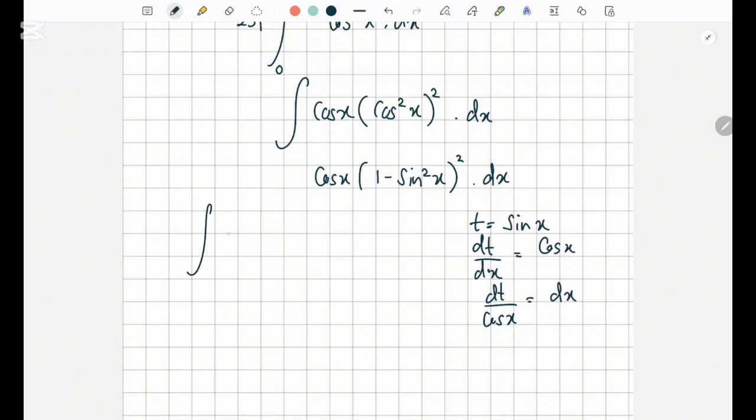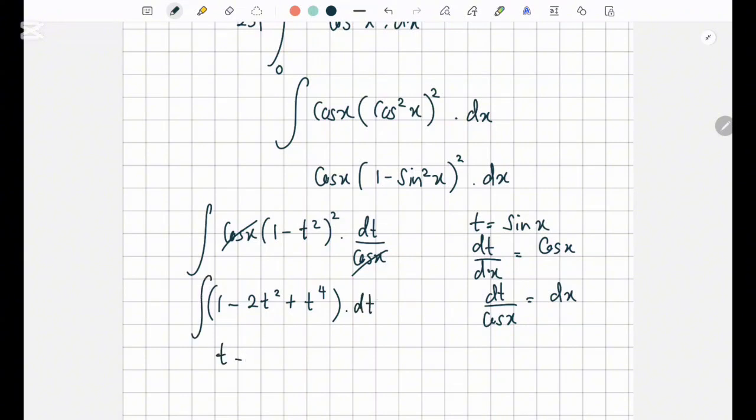You go back into your integral, so it's cos x into 1 minus, instead of sine squared x, I'm going to write t squared to the power 2, and instead of dx, I'm going to write dt over cos x. You can see these two cancel off, and the integration of 1 minus t squared to the power 2, you expand the brackets, 1 minus 2t squared plus t to the power 4. This is what you need to integrate, so it's t minus 2t to the power 3 over 3 plus t to the power 5 over 5. Now since we need the value, you don't need to put in the substitution. You can just put the intervals straight away.